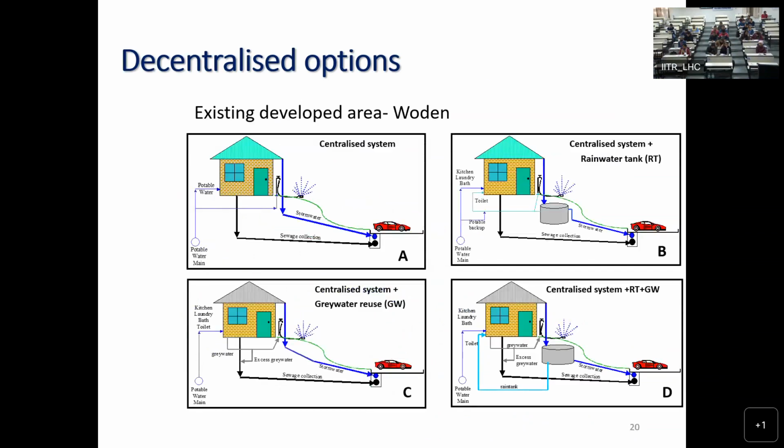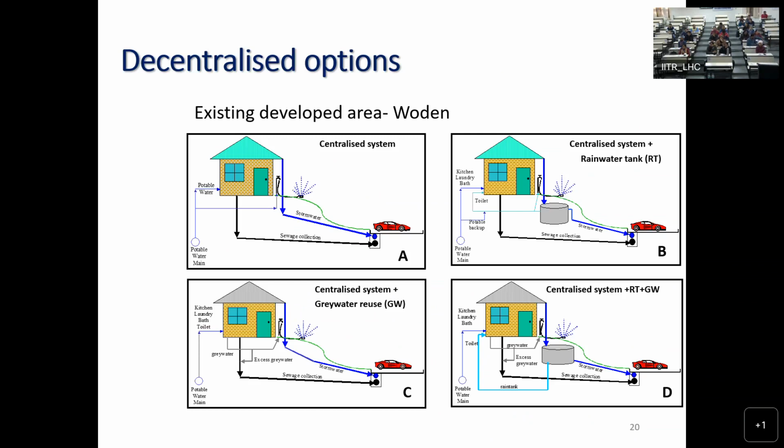So these are some of the options which we considered. One was the base case, which was that under the existing conditions, they're getting water from the pipe supply for all purposes, and they're getting wastewater discharge and stormwater discharge into the network. That was our base case. Then we did a centralized system plus rainwater tank for a few purposes, toilet flushing and garden water.